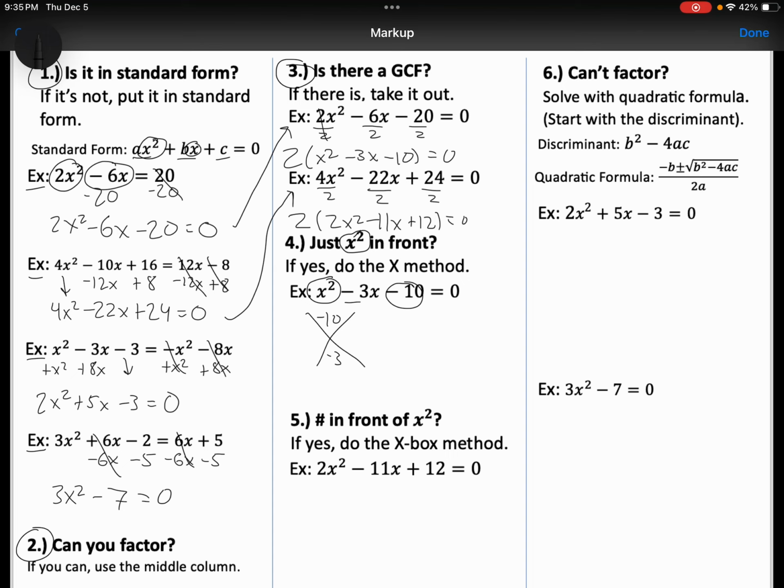We're looking for numbers that multiply to negative 10 and add to negative 3. So that would be negative 5 and 2. Gives me the factors x minus 5 and x plus 2 equals 0, which means that my values for x are going to be 5 and negative 2.